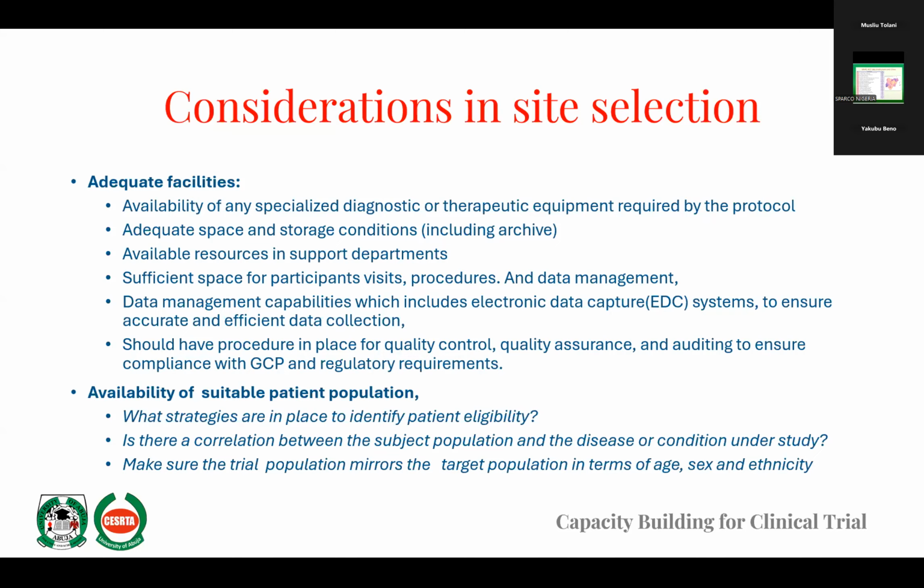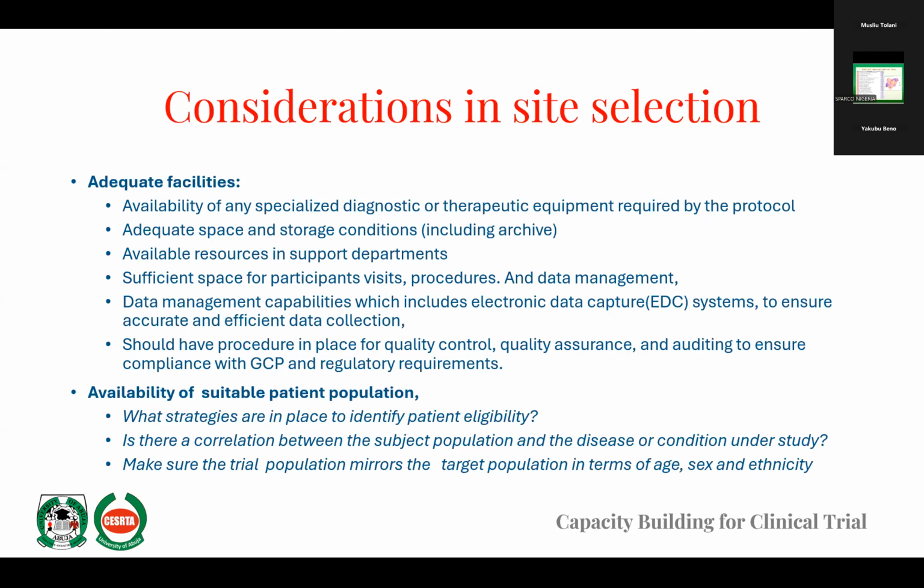Data management capabilities, which include an electronic data capture system to ensure accurate and efficient data collection, should be in place. I think that is where everyone is going now. So if a site does have this, it gives it an advantage over other sites. The site should have procedures in place for quality control, quality assurance, and auditing to ensure compliance with GCP and regulatory requirements. We've mentioned that before.